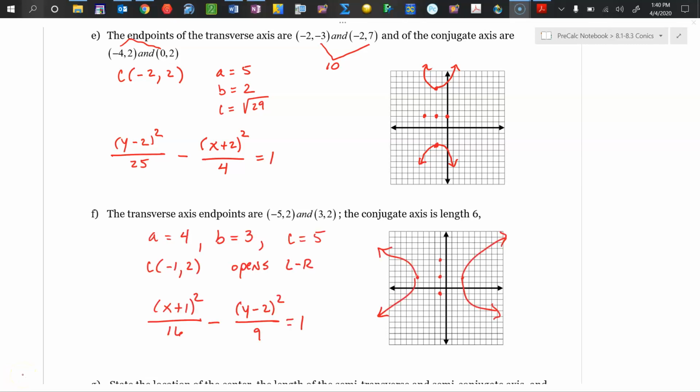All right, after locating the endpoints of the transverse axis on the graph and locating the center, we can tell that this hyperbola opens left-right. The value of A is 4, B is 3, and therefore C would be equal to 5. The center is located at -1, 2, and since it opens left-right, the x term is going to be positive. So x minus -1, or x plus 1 quantity squared over 16, minus y minus 2 quantity squared over 9 is equal to 1.